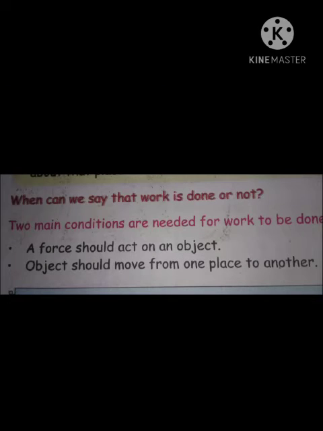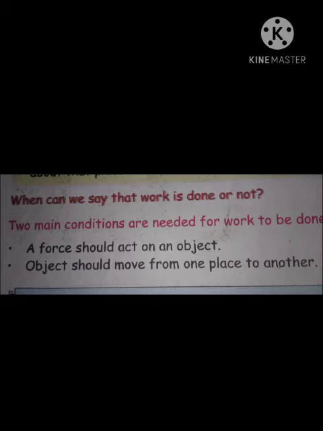How can we find whether work is done or not? There are two conditions needed for work to be done. First, a force should act on an object. Next, the object should move from one place to another place. When the force is applied on an object, that object moves from one place to another place.